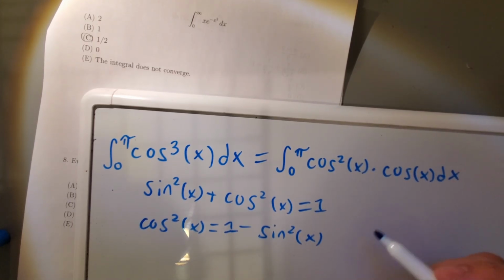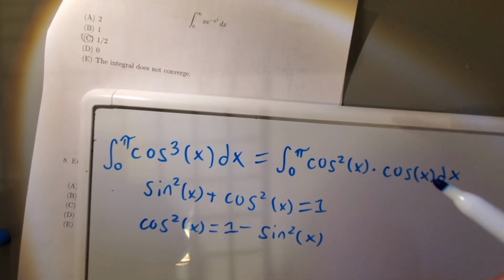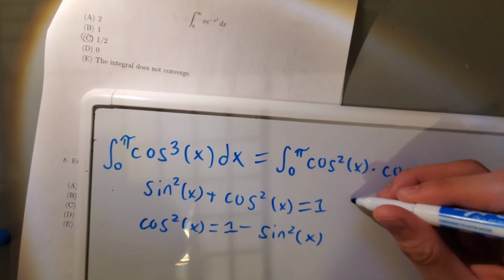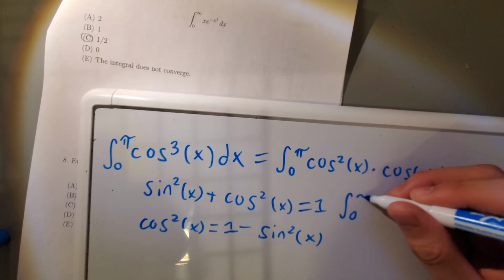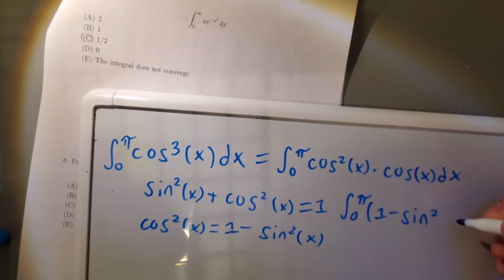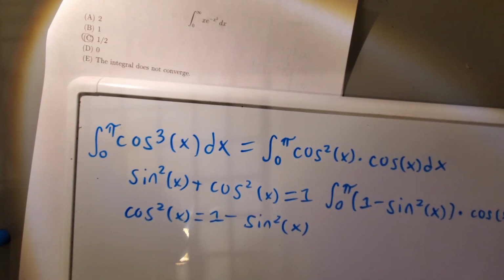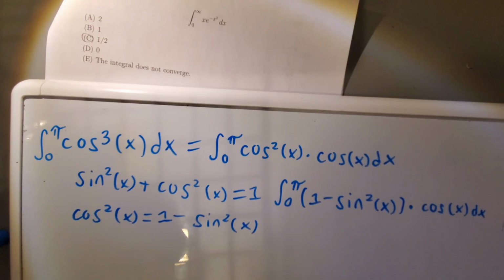And so from there, we're in a really good spot, because now I'm going to swap out this cosine squared x for the 1 minus sine squared x term. So you end up with the integral from 0 to pi of 1 minus sine squared of x times cosine of x dx. And the reason we're in a really good spot here is because from here it's pretty easy to see what kind of things you can do.